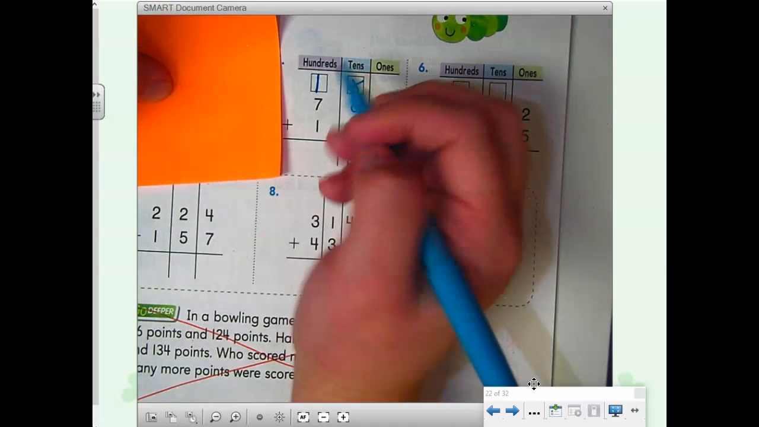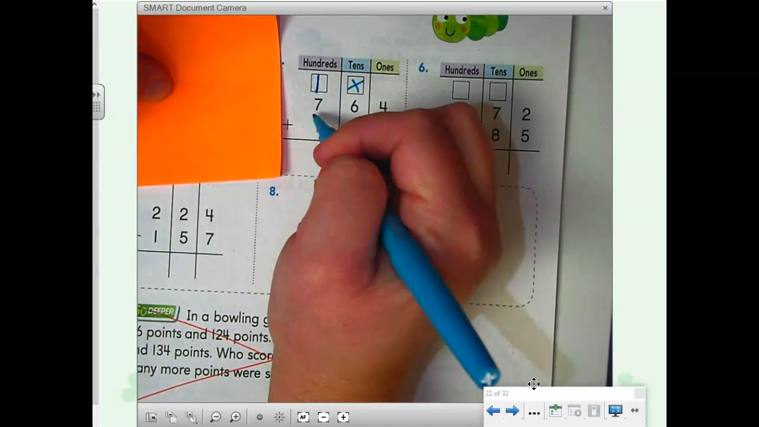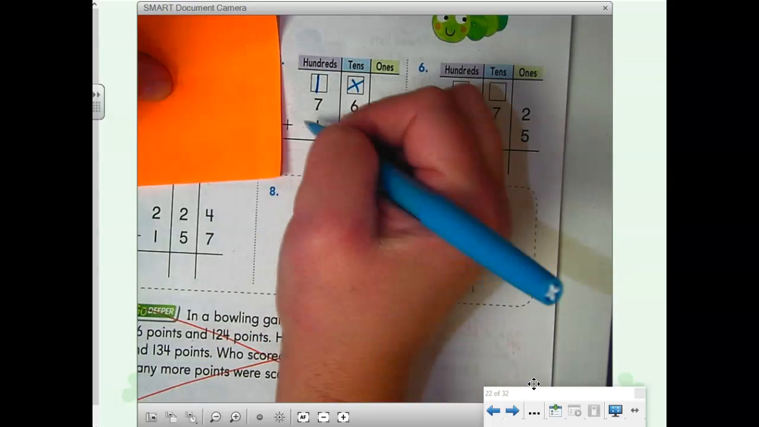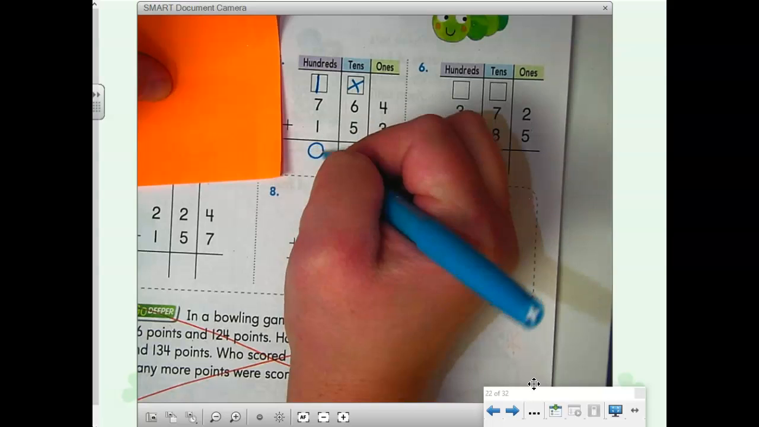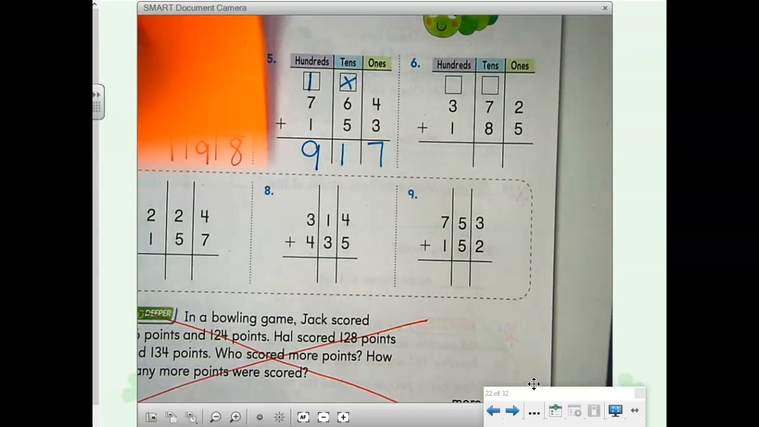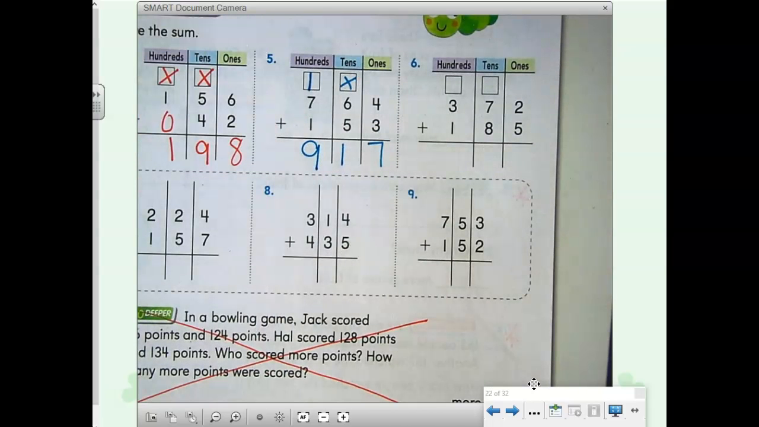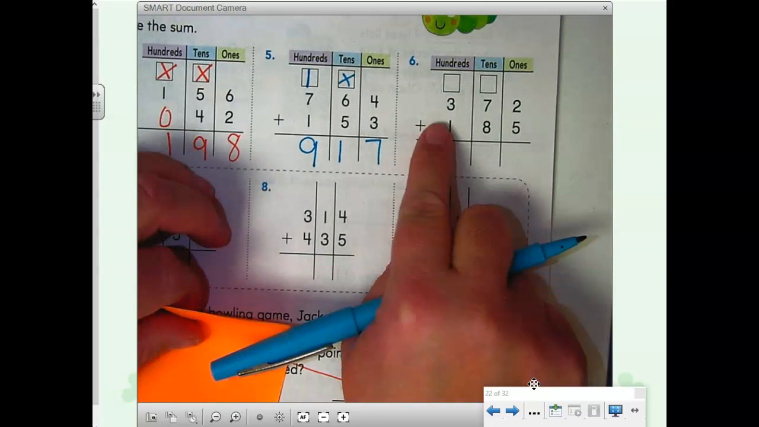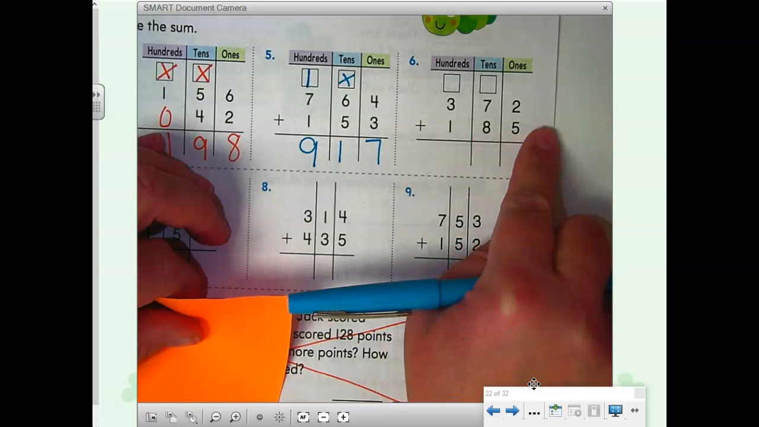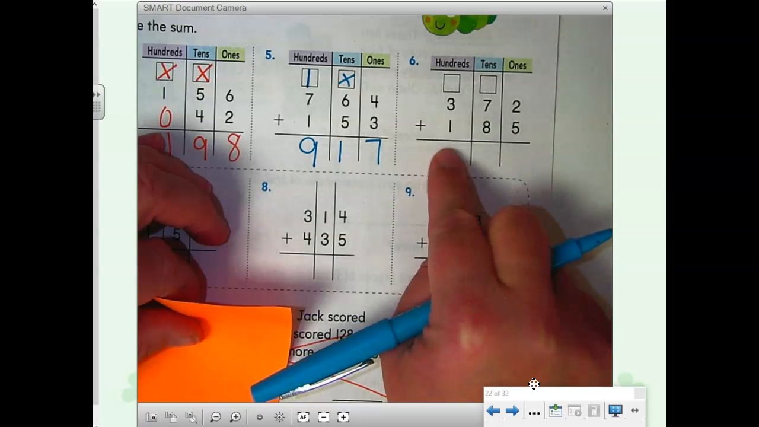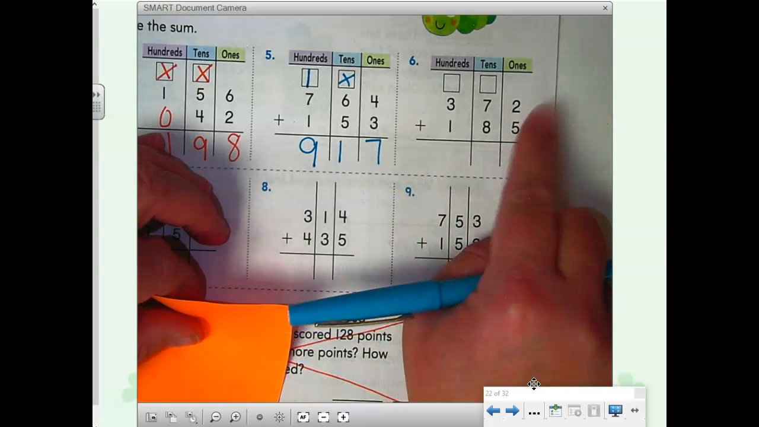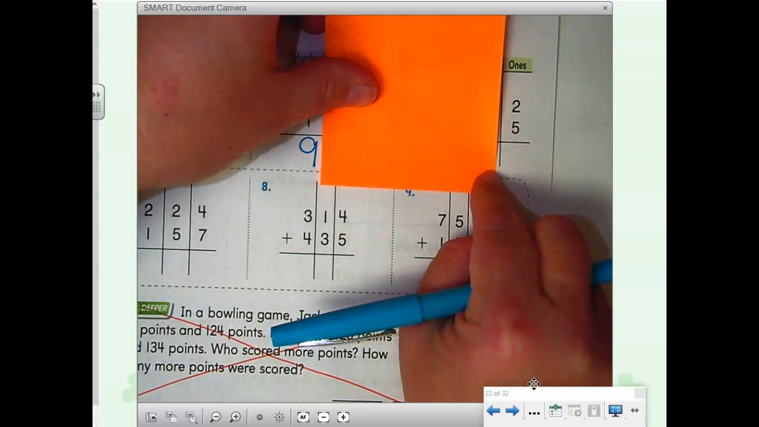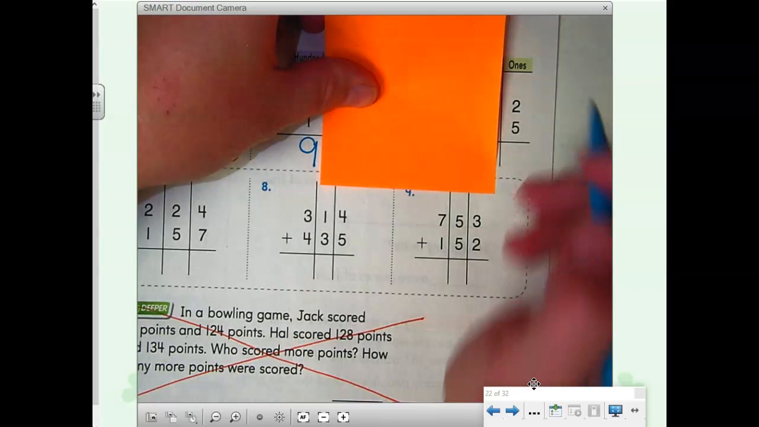Now I can add my hundreds. 1 plus 7 equals 8. 8 plus one more equals 9. My answer is 917. Number 6, 372 plus 185. Start with my ones column. 2 plus 5 is 7.